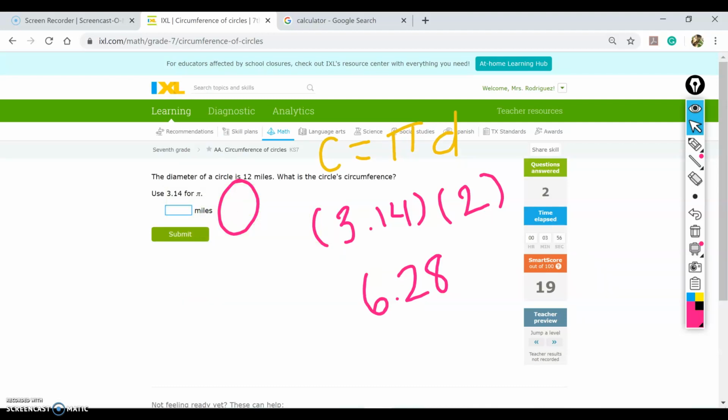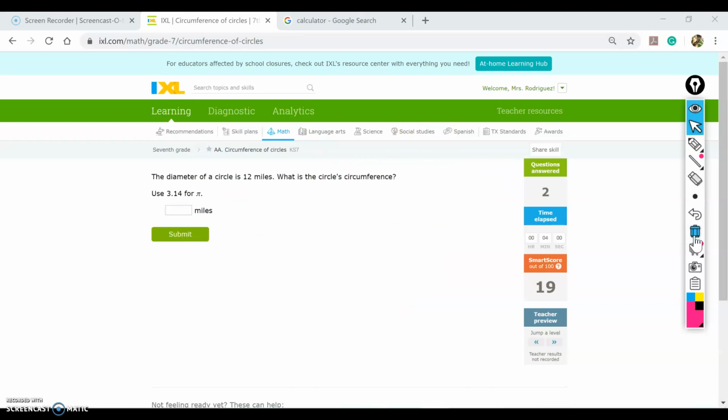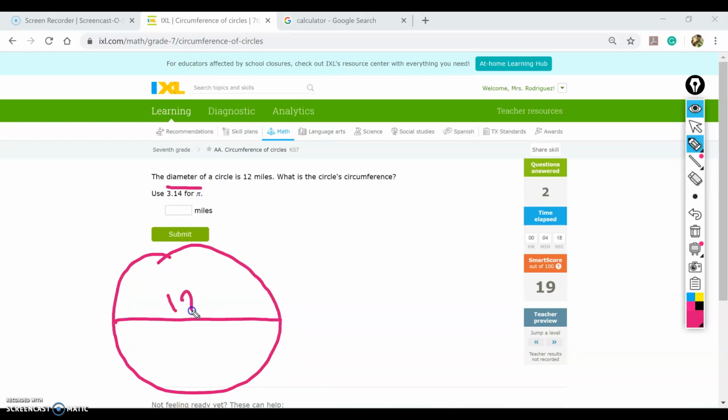So, let's do this one. Now in this one, they're not giving me the circle, they're giving me the actual word problem, but it's the same thing, so don't be scared of that. So the diameter of a circle is 12 miles. I'm going to draw the circle so I can have an idea how it looks. And they're telling me the diameter, okay? So that means from here to here, that is 12. What is the circumference of the circle?